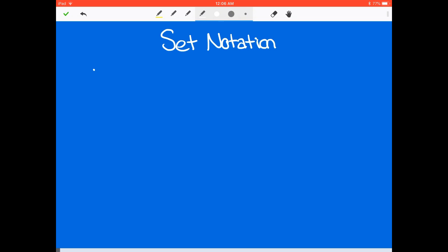So let's look at the definition, and this is how I like to abbreviate definition. Definition of a set. A set is a collection of items called elements.